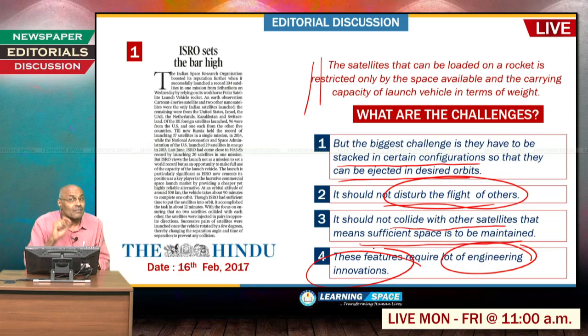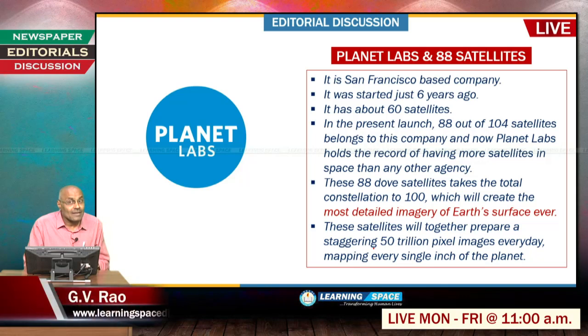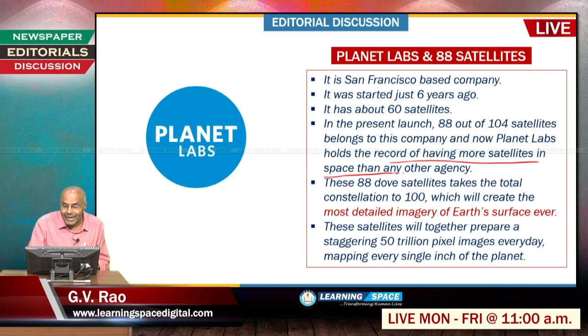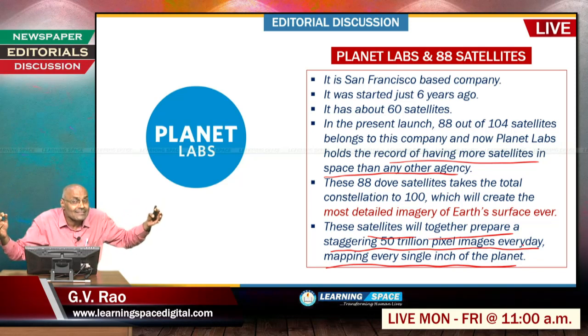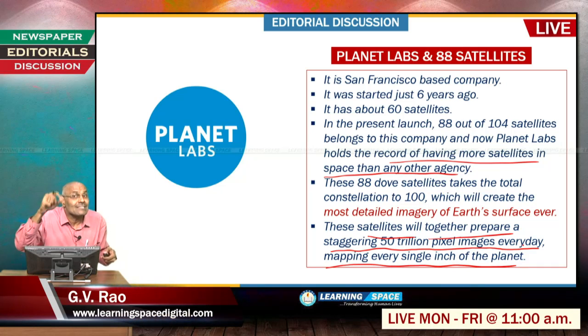Anyhow, India created the record with 104 satellites, and Planet Labs, I would like to tell a few points about Planet Labs. Out of 104 satellites which were launched yesterday, 88 belong to San Francisco based company Planet Labs, and this company holds the record of having more satellites in space than any other agency as per the news reports. And these satellites will together produce a staggering 50 trillion pixel images every day, mapping every single inch of the planet. So, they are launching a constellation of small satellites. A constellation of small satellites will take pictures of Earth in minute details. This is Planet Labs. This is the laboratory based in the United States of America.